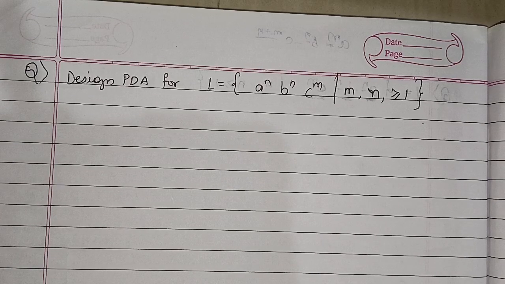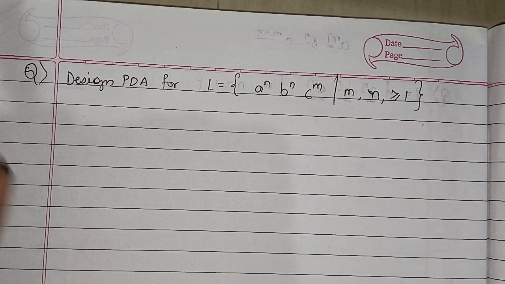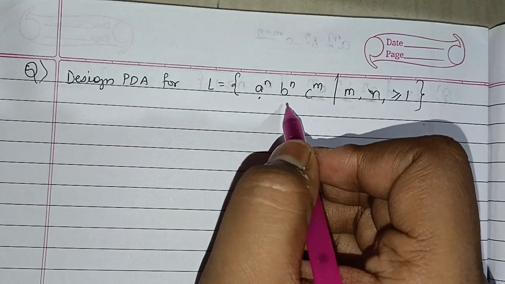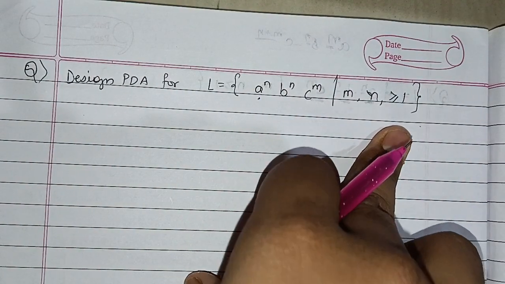Hello everyone, today we are solving another example on PDA. The question is: design the PDA for the language a^n b^n c^m, where m, n ≥ 1.